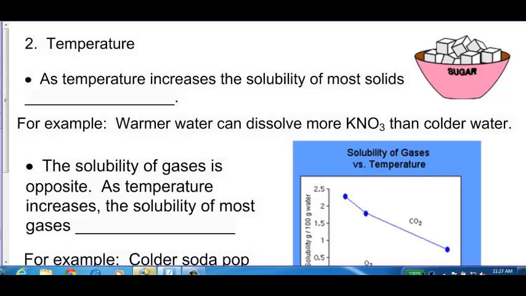Temperature also affects the solubility of solutes. And probably you are familiar with the idea that cocoa mix dissolves better in hot water than it does cold water. Sugar dissolves better in hot water than it does cold water. Even coffee creamer dissolves better in hot water than it does cold water. So for most solids, the hotter it is, the better they dissolve. As temperature increases, the solubility of most solids also increases. Remember, solubility is just the ability to dissolve.